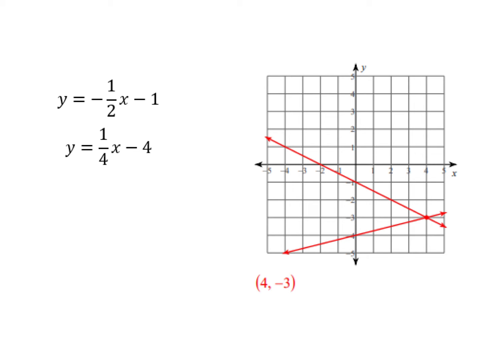Those are the only two numbers that will fit for x and y to make both of those equations true. But sometimes it doesn't work out the way we expected. So let's see what that means.